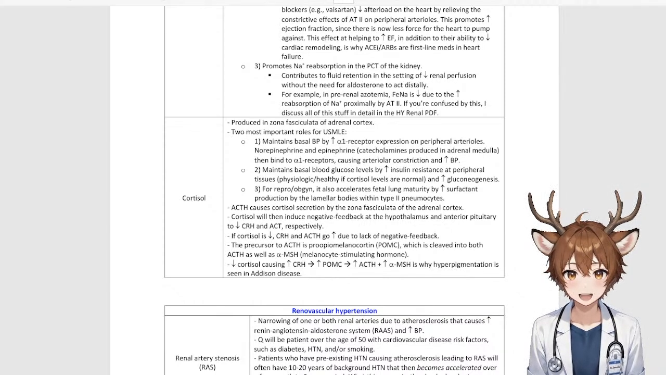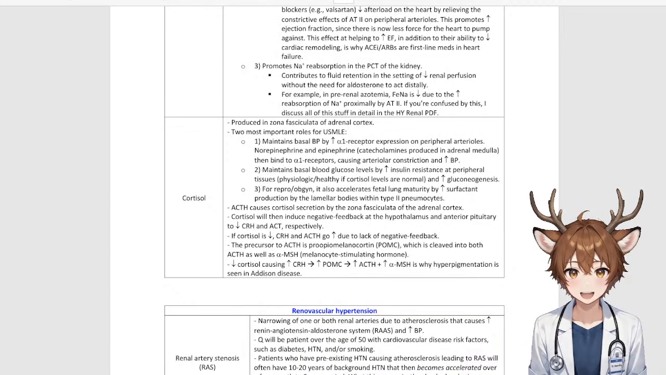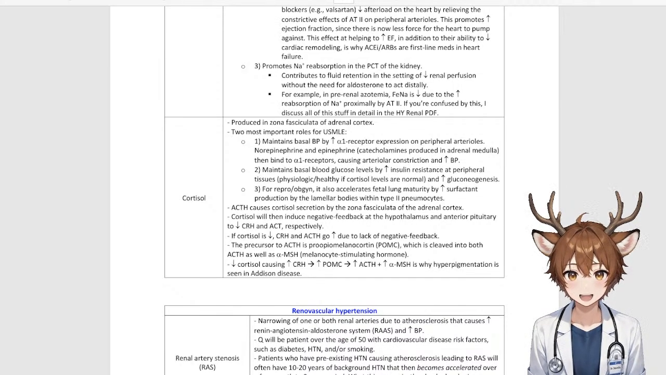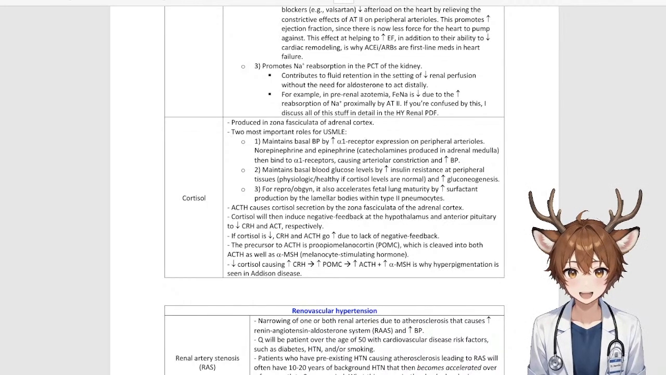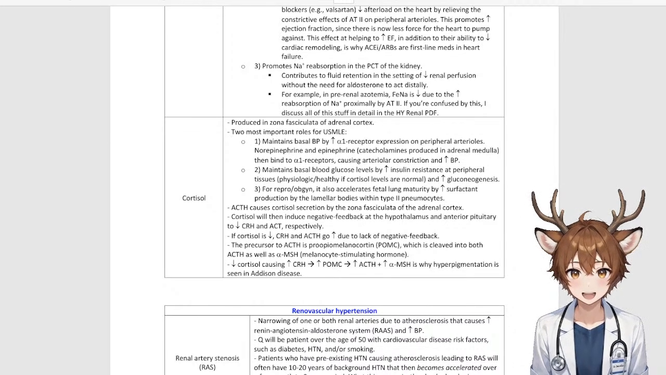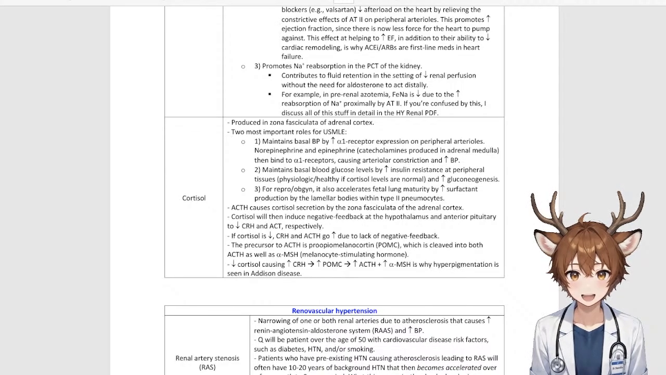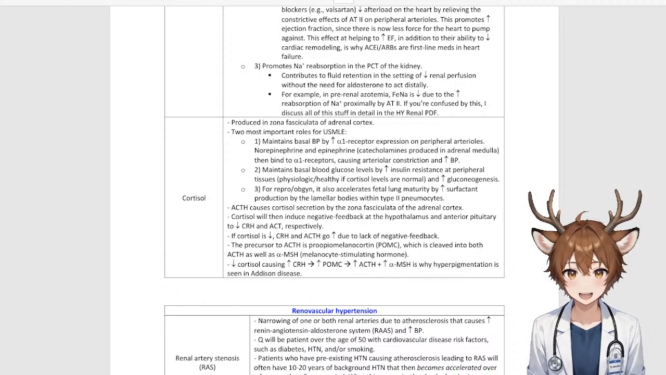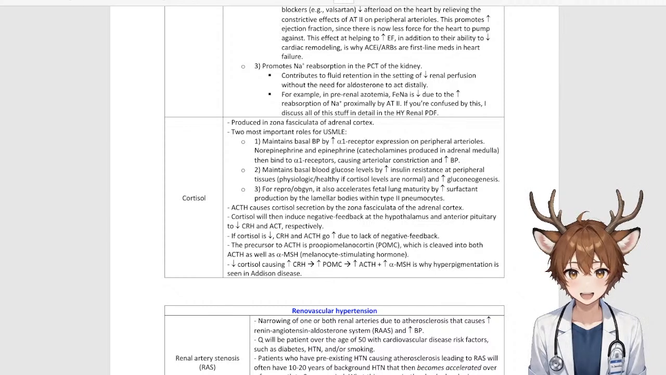Cortisol is produced in the zona fasciculata of the adrenal cortex. Two most important roles for USMLE. 1. It maintains the basal blood pressure through elevated alpha-1 receptor expression on peripheral arterioles. Norepinephrine and epinephrine, catecholamines produced in the adrenal medulla, then bind to the alpha-1 receptors, causing arteriolar constriction and a blood pressure increase. 2. It maintains basal blood glucose levels by increasing insulin resistance at peripheral tissues, physiologic and healthy if the cortisol levels are normal, and by elevating gluconeogenesis.